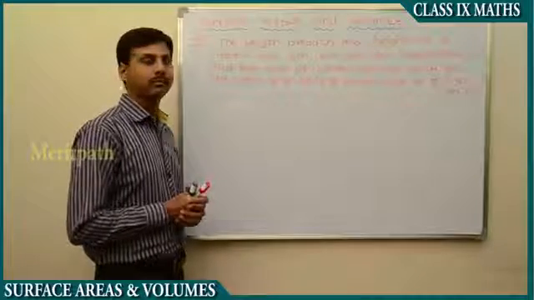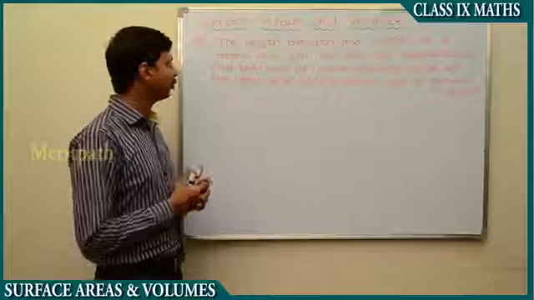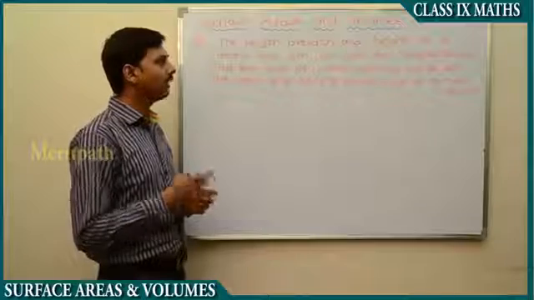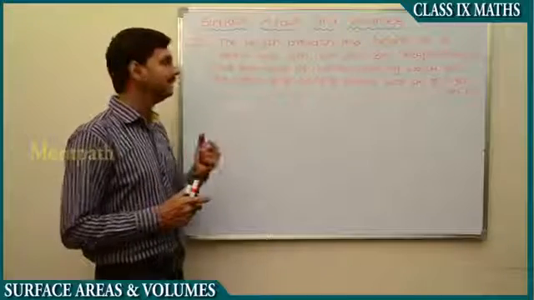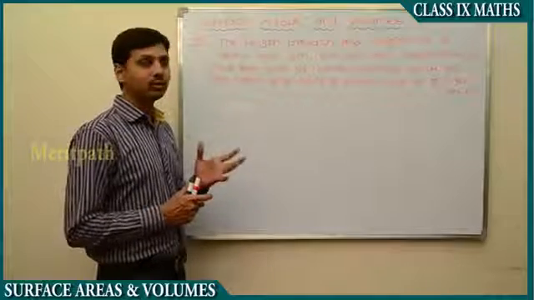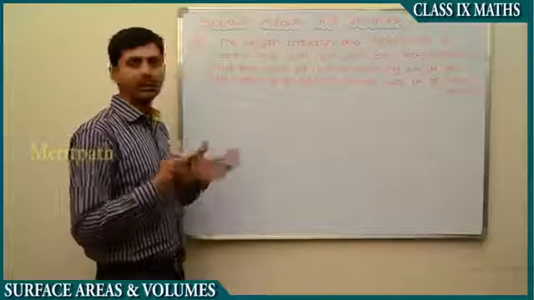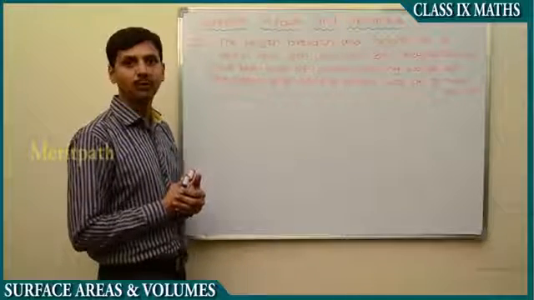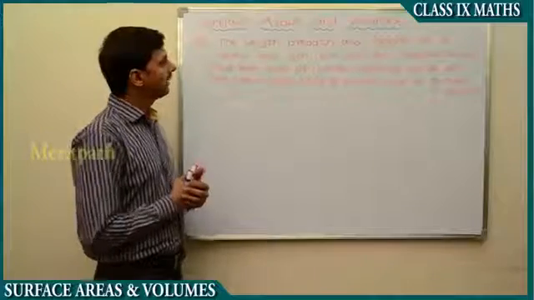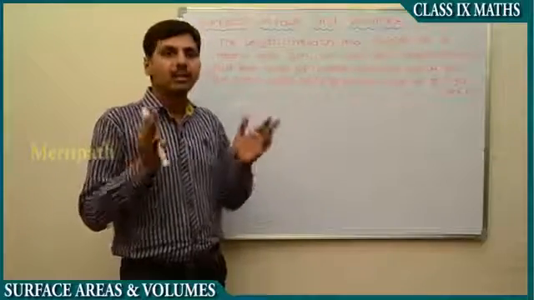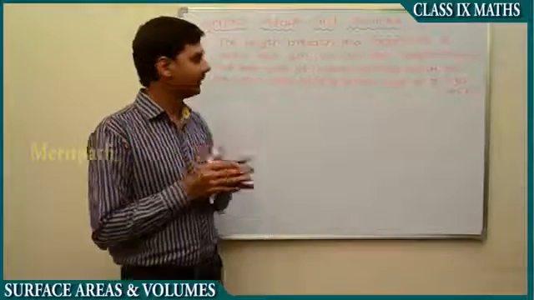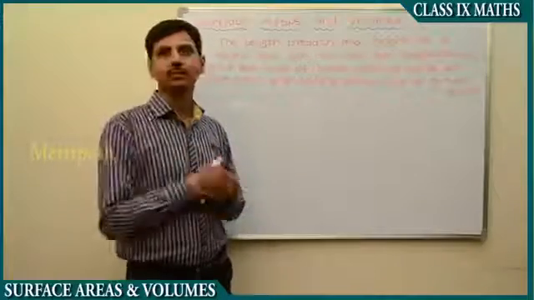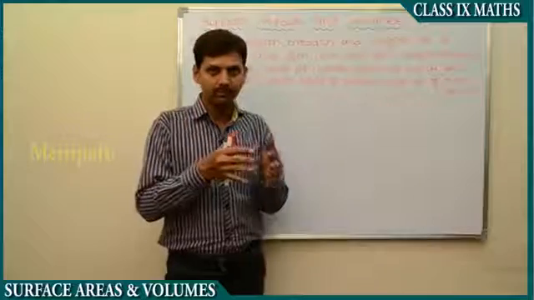Surface areas. The length, breadth and height of a room are 5 meters, 4 meters and 3 meters respectively. Find the cost of whitewashing the walls of the room and the ceiling if the rate of whitewashing per square meter is 7 rupees 50 paise. So we need to find the area of the 4 walls, because we are going to paint the walls on 4 sides along with the ceiling.